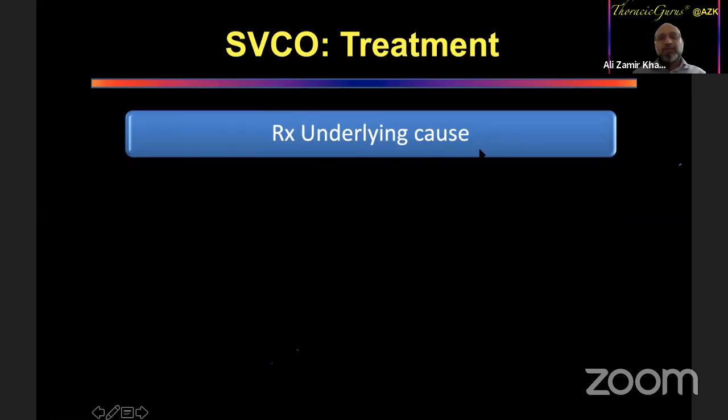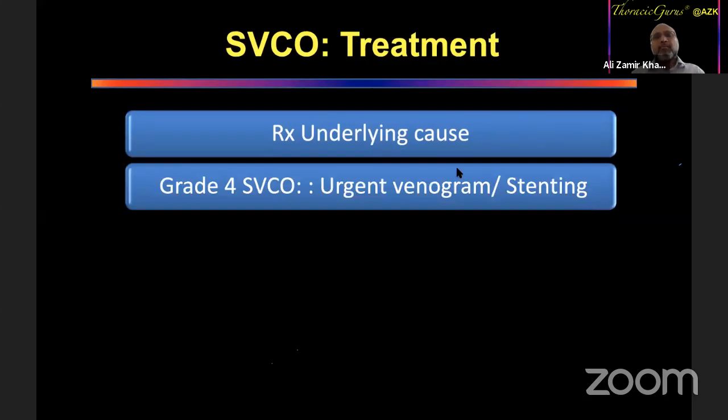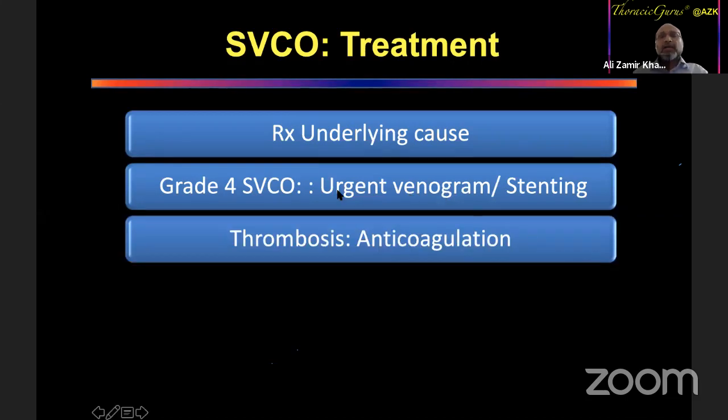Always, always, the first principle is to treat the underlying cause if the patient is not symptomatic from the SVC. It's only in grade 4 SVCO or grade 3, 4, and 5 in the clinical staging that you actually look for urgent venogram and stenting. If you are going to be stenting or if there is thrombosis, then there is scope for treating it with anticoagulation. You can do it with a full systemic anticoagulation, and that will help you to get over the acute phase of the SVC obstruction. And then you have time to biopsy and do other things.